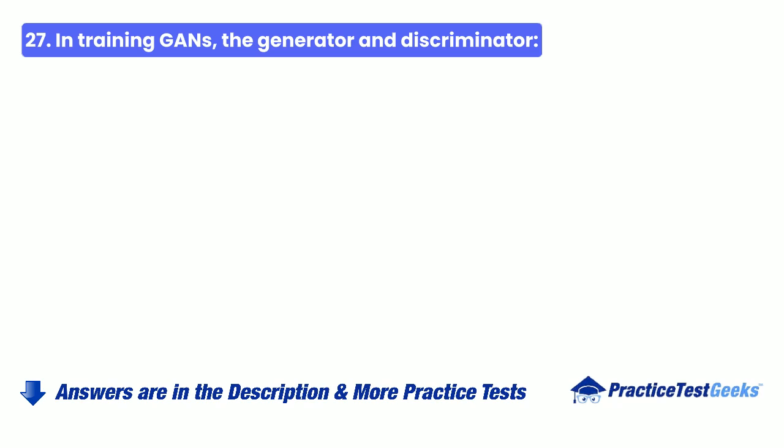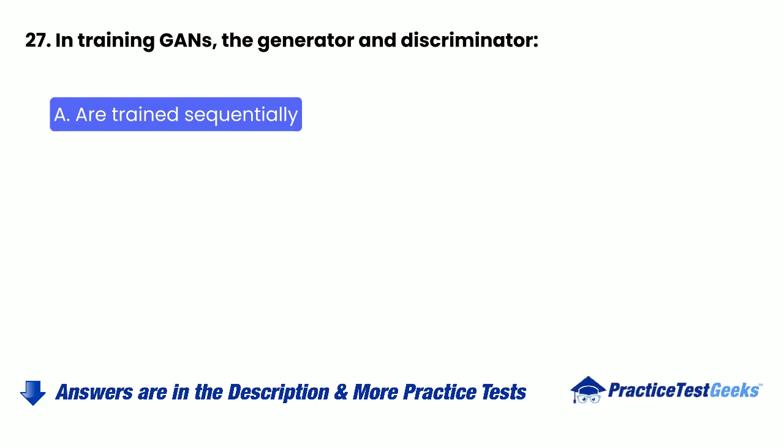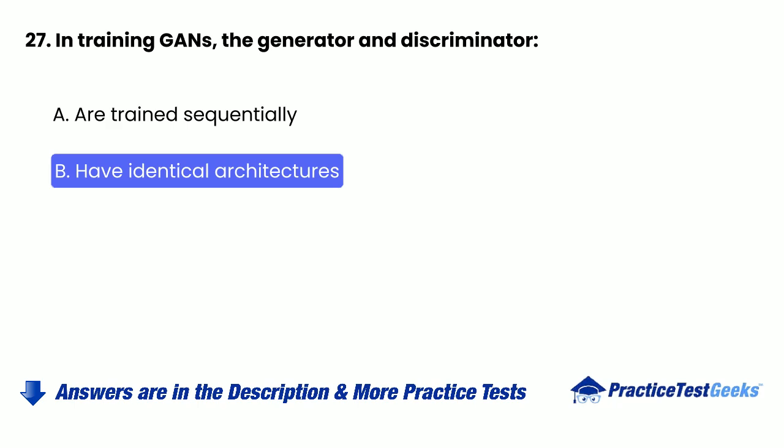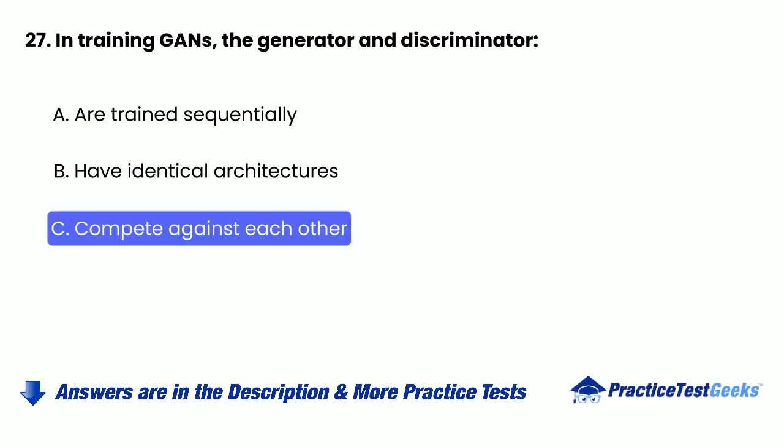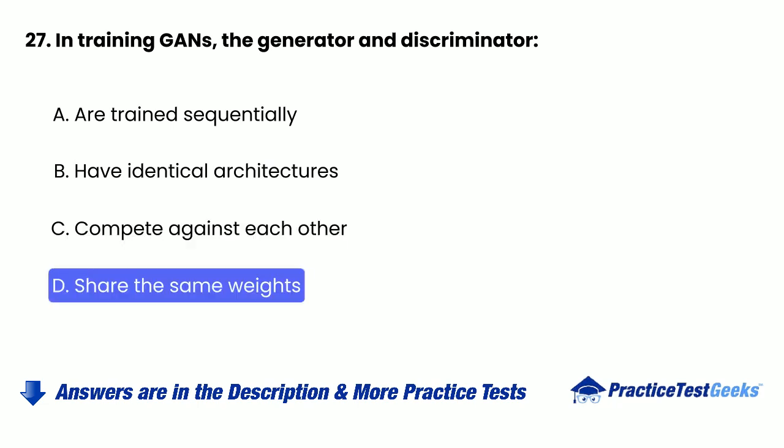27. In training GANs, the generator and discriminator: A. Are trained sequentially. B. Have identical architectures. C. Compete against each other. D. Share the same weights.